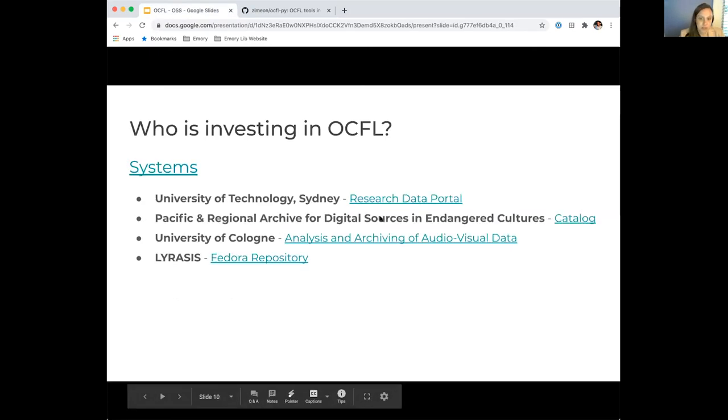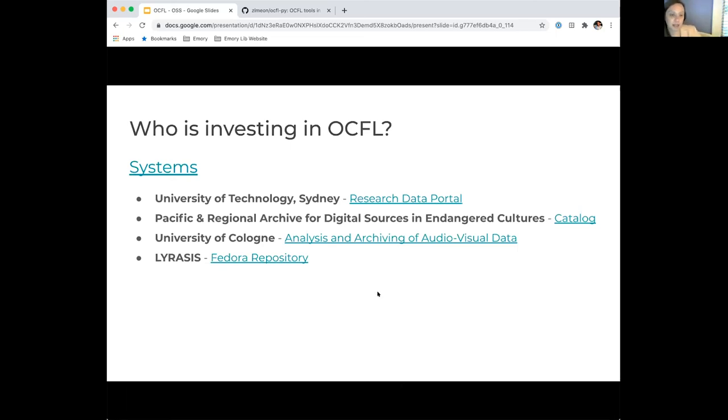There are a number of systems as well. The University of Technology in Sydney has a research data portal that uses it. There is another archive out in Australia that uses it for endangered cultures, collecting data on endangered cultures. The University of Cologne uses it, and Lyrasis is using it for its new Fedora repository.